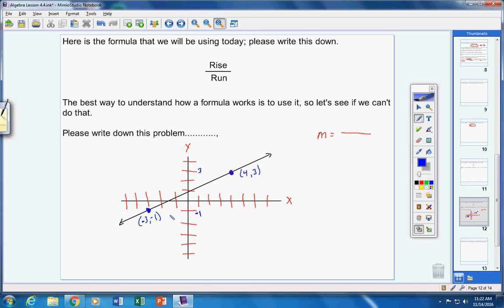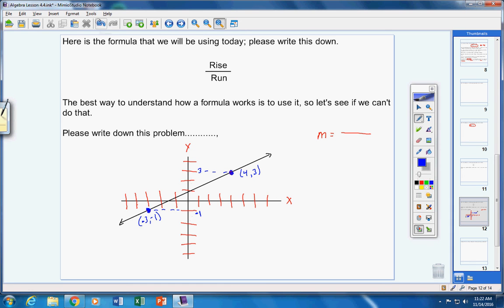So when I go to find the rise of this line, in other words, how high has it risen? I look right here at this point, and where is it on the y-axis? -1. If I drew a dotted line over, I would hit what number? 3. So how far up is the line? 4. Think about it. Start here and count up. 1, 2, 3, 4. Okay, 4.